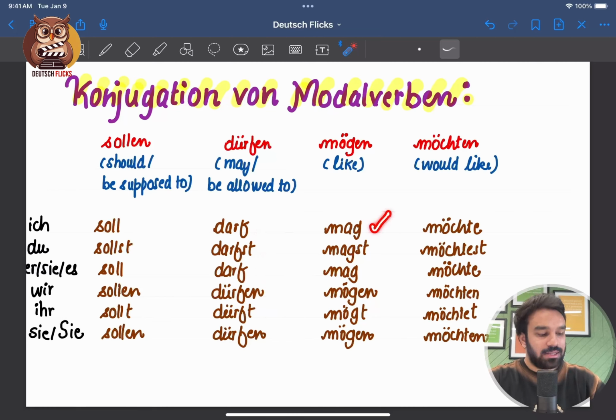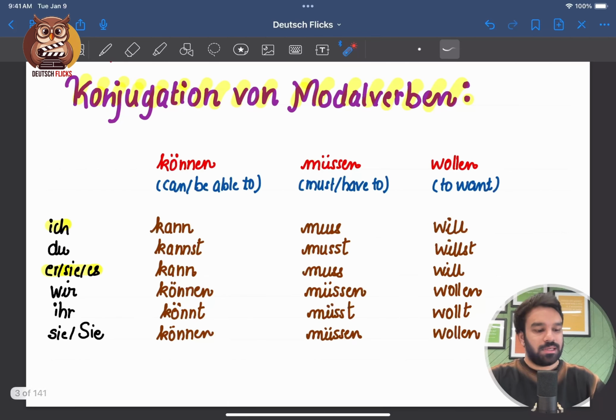Ich mag, du magst, sie es mag. Wir mögen, ihr mögt, sie mögen. Ich möchte, du möchtest, sie es möchte. Wir möchten, ihr möchtet, sie möchten.